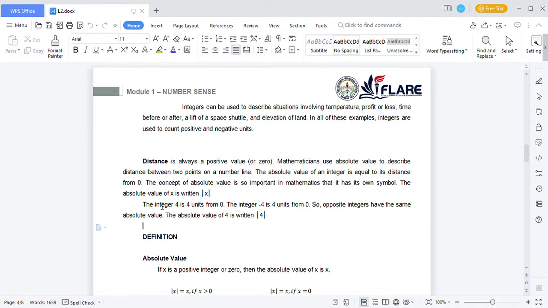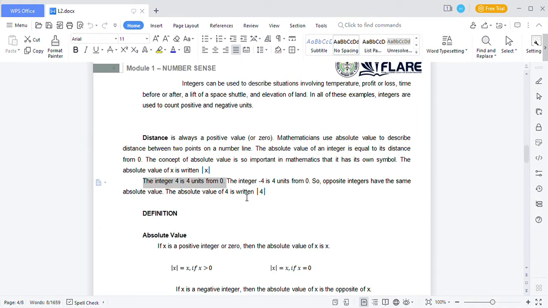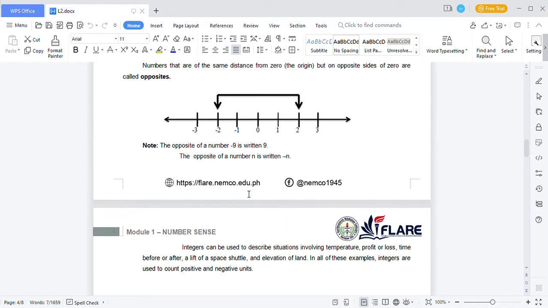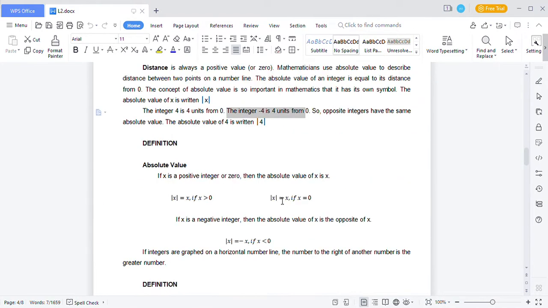0. So the integer 4 is 4 units from 0. Again, ang si integer nato na 4 kay pila man ka units gikan sa 0. If you will count, gikan sa 4, 1, 2, 3, 4. So there are 4 units from our origin, which is 0. The integer negative 4 is 4 units also from 0. So kung ato bilangon si negative 4, gikan diri padulong sa 0, pila man ang ija distance? 1, 2, 3, and 4. So that means na si negative 4 has also 4 units from 0.